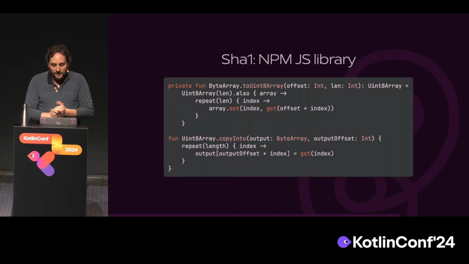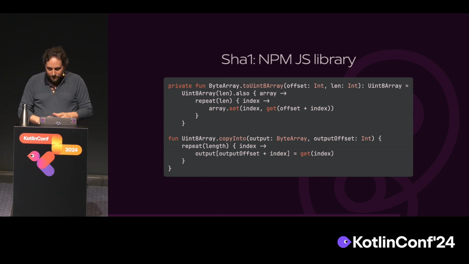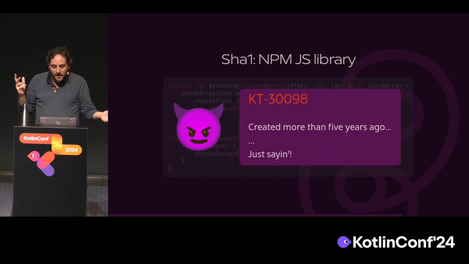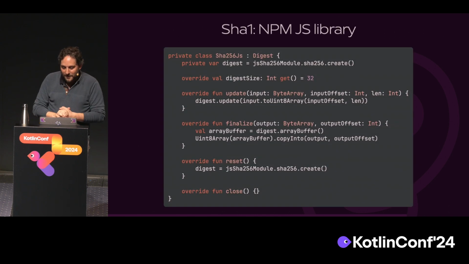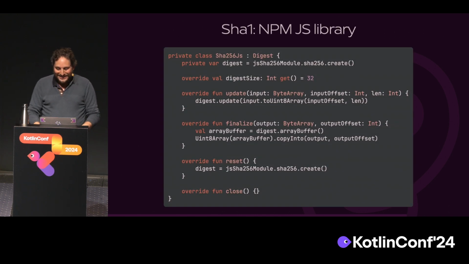Then I need to write some utilities to transform byte arrays into Int8Arrays, you know, data buffers for JavaScript. And by the way, these utilities I've used everywhere. Just saying, the issue asking for it to be provided in the standard library has been open for more than 5 years. Just saying, but you need them. And then you can write your JS library using your external module, easy.